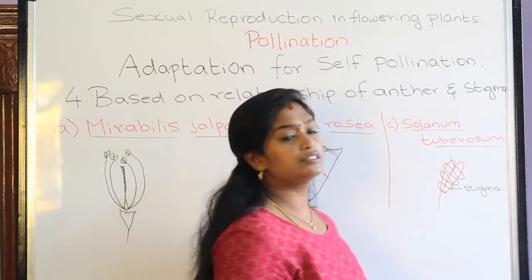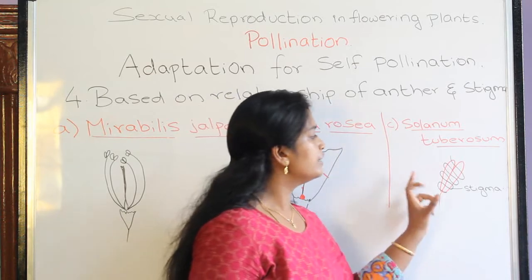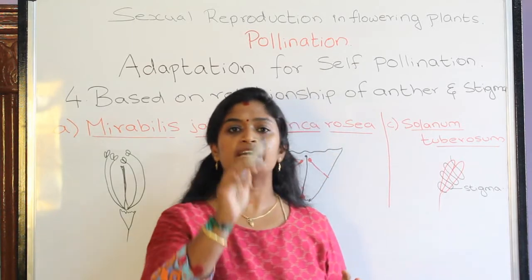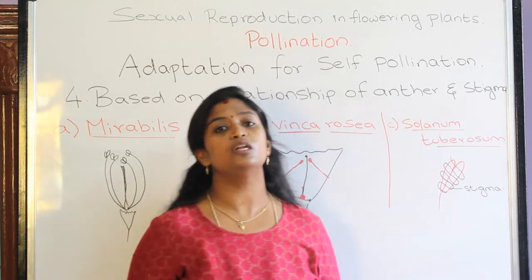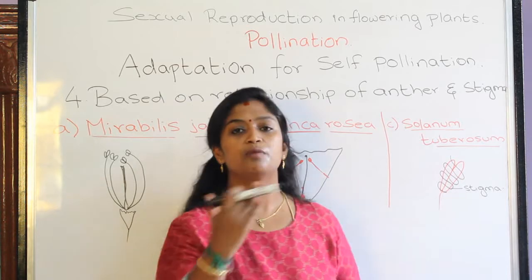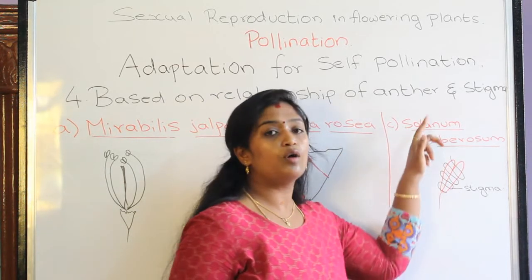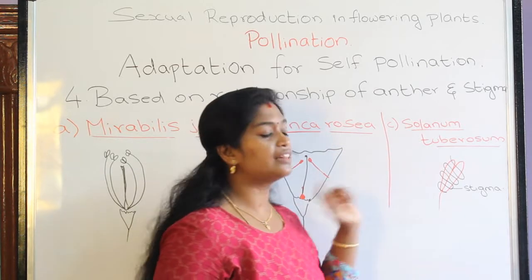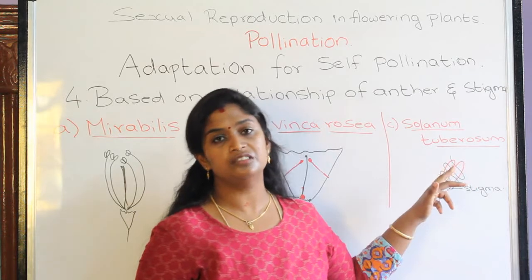The third case is Solanum tuberosum, that is potato. In this case, there is an elongated anther. The stigma and style are also elongated. Usually the style will be elongated, whereas in this case the stigma will also be elongated. The stigma coils around the anther. So when the anther matures to release the pollen grain, it directly sticks to the stigma.